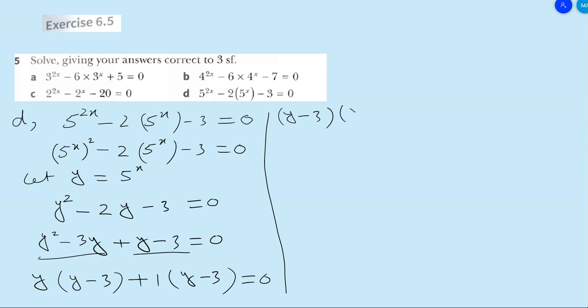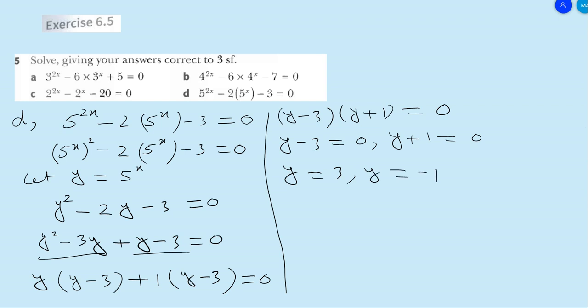y minus 3, y plus 1 is equal to 0. This implies that y minus 3 is equal to 0 and y plus 1 is equal to 0. Then y is equal to 3 and y is equal to minus 1. But this is not our final answer because we let that 5 to the power x is y.